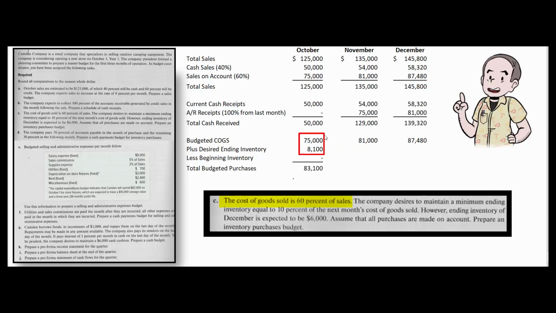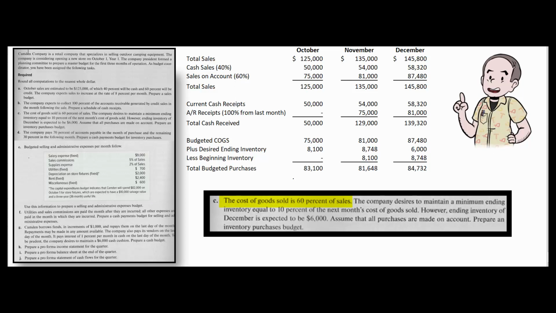So for October, we have the $75,000 we need for the month's sales, plus that cushion of $8,100, which is 10% of the next month's sales. But we don't have any beginning inventory because October is our first month of operation.